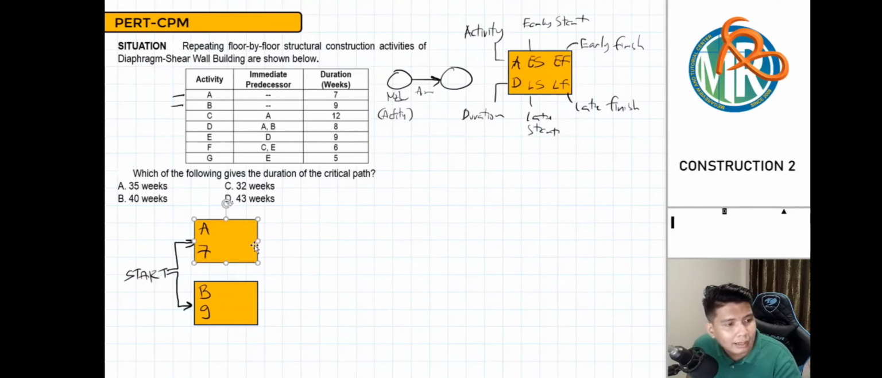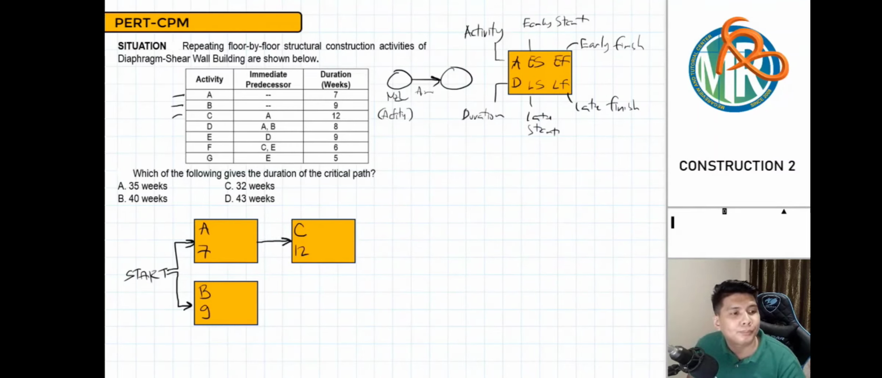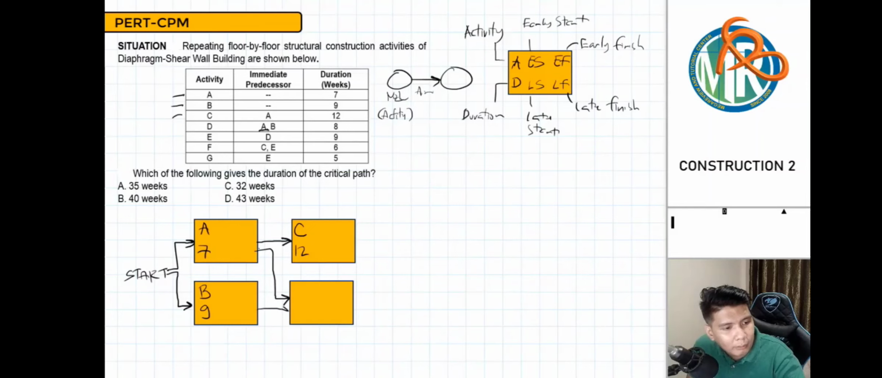Then after that, you have activity C. Si activity C, guys, na predecessor niya is si activity A. So ganito, before makastart si activity C, dapat matapos muna si activity A. Ang activity C, may duration siyang 12 weeks. After that, you have activity D. Si activity D naman, guys, kailangan muna matapos yung activity A and activity B before siya magsimula. So ito si activity D with duration 8 weeks.